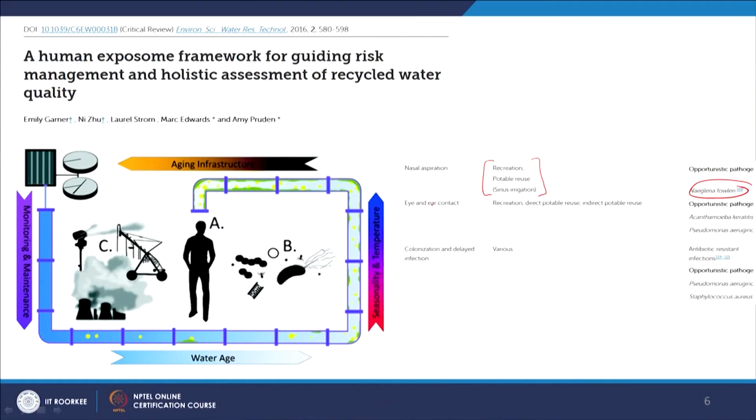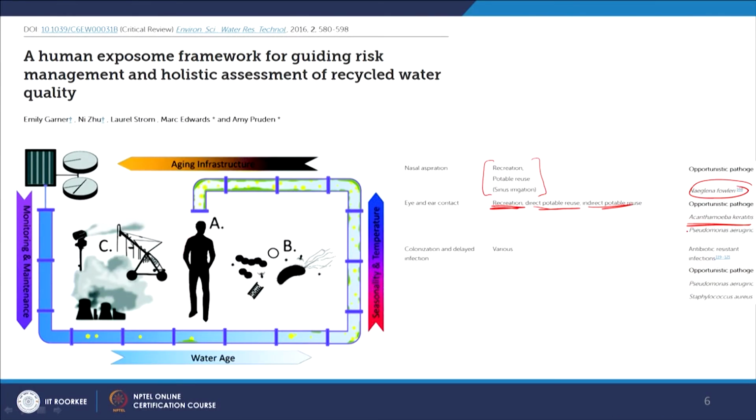Now, eye and ear contact, if I am washing my face or the water enters my ear, this might happen during recreation, like let us say I am swimming or just playing with the water, or direct potable use, I am drinking water, I am splashing it on my face. And then in this case, I am interested in Acanthamoeba keratitis, which causes a horrible infection in the eye, and Pseudomonas aeruginosa.